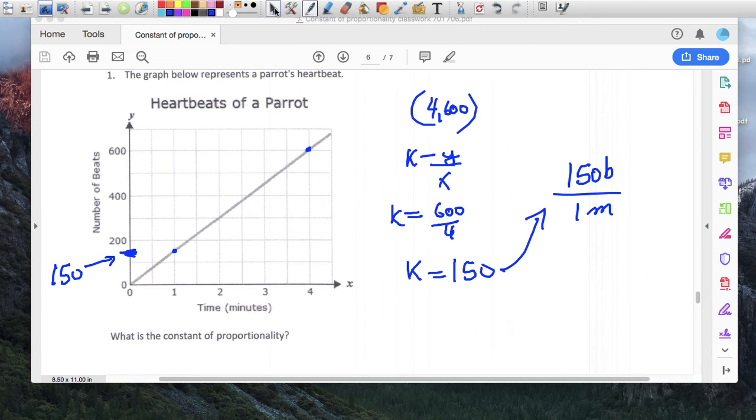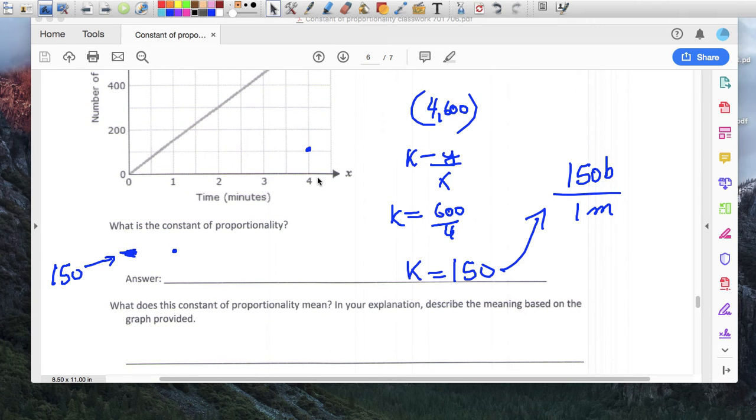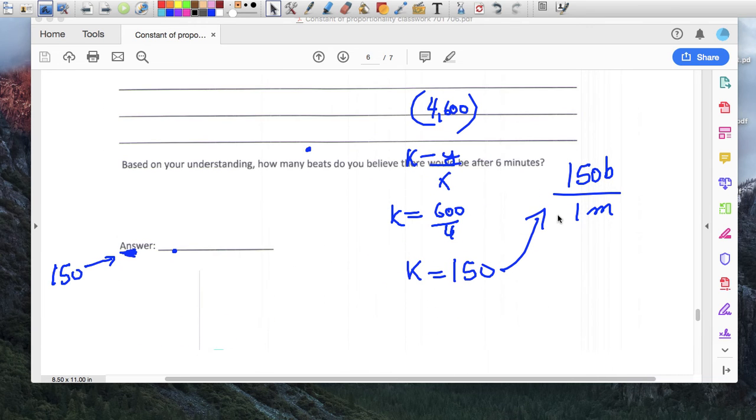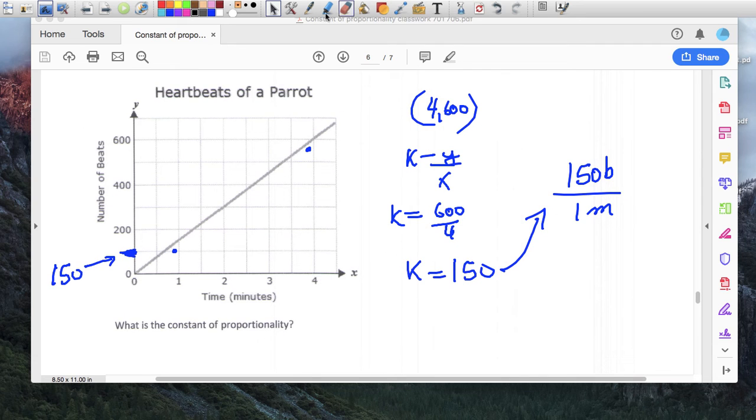Is that it? I'm going to erase that. What does this constant of proportionality mean? Okay, it means we take that and change it to unit rate. It means 150 beats per 1 minute. How much would it beat after 6 minutes? Well, we can use our unit rate, right? And just keep that. And over here, I'm going to write 6 minutes at the bottom. Times 6, times 6. I have no idea what that is. It looks like 900 beats in 6 minutes. Okay.